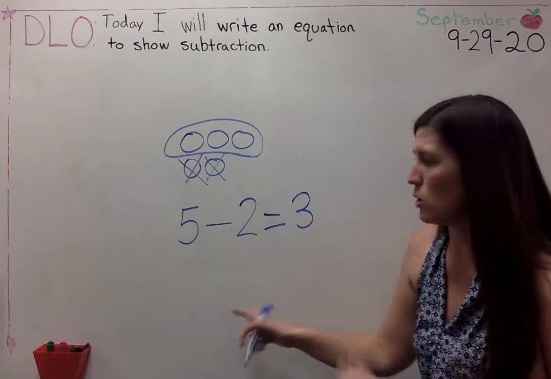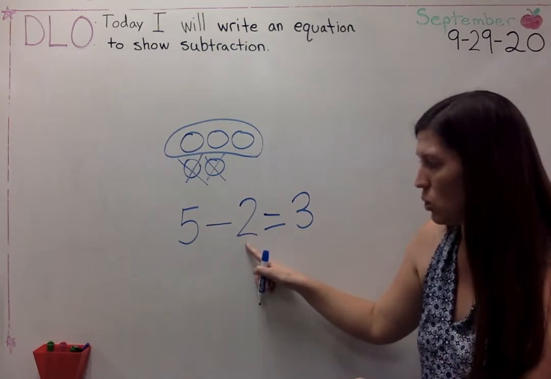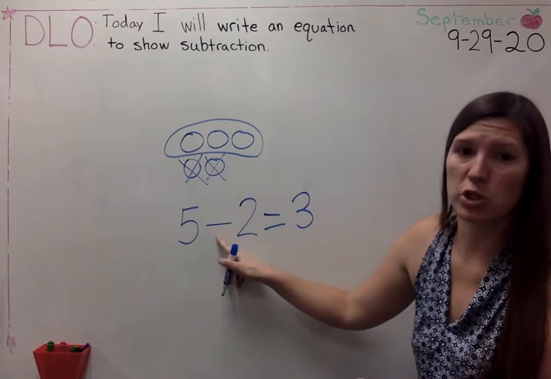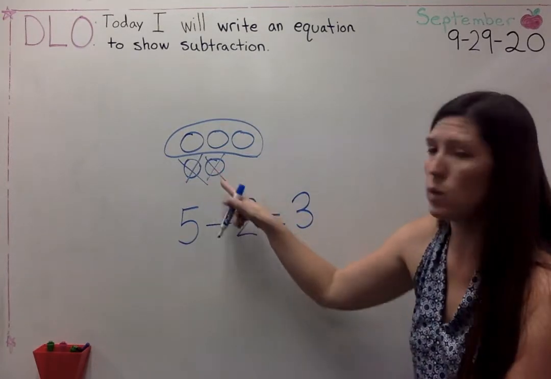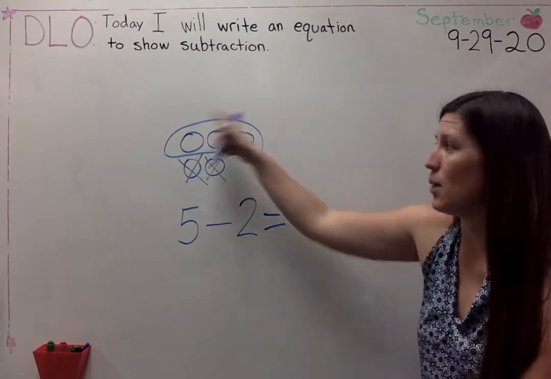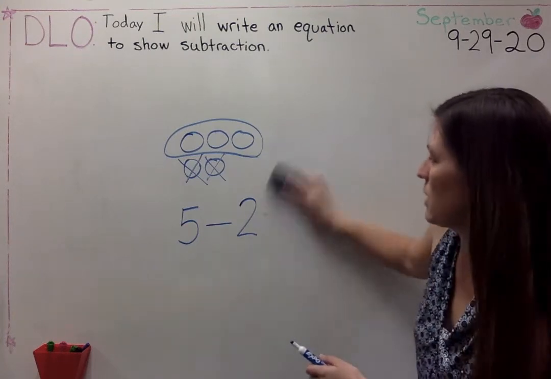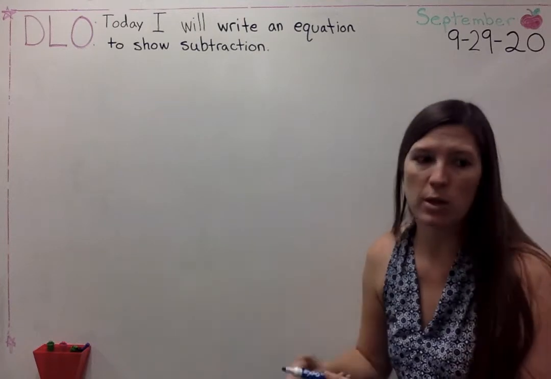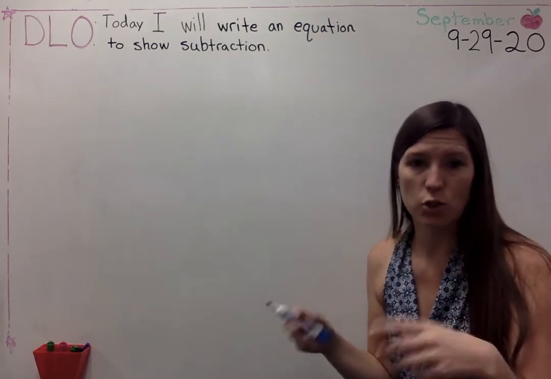Let's read our equation. 5 minus 2 equals 3. My operation is minus. Minus means take away. I took 2 away because I crossed them out. And my difference is how many are left? 3. Good. Erase, erase, erase. And I just thought of it now, but you could do these problems with me on your little dry erase boards that we've been using during our live lessons.